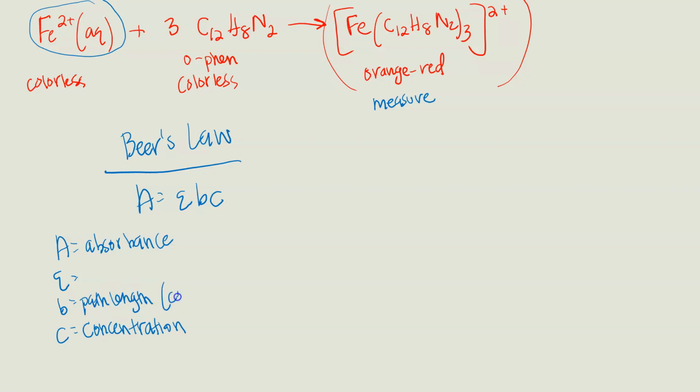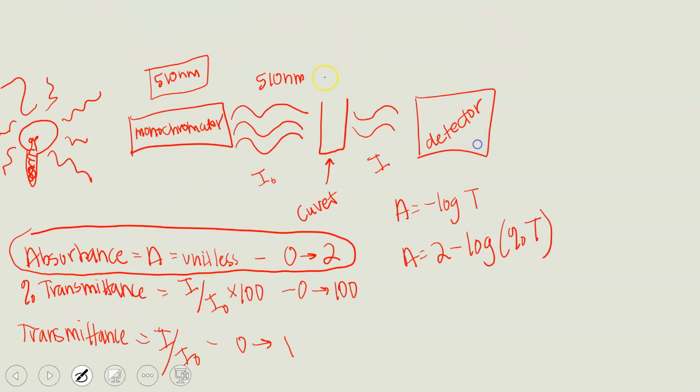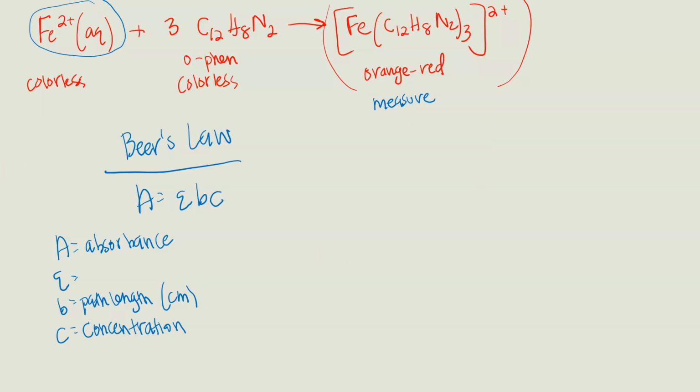And for us, it's going to be in the unit centimeters. And what B is, if I backtrack here, it's the distance: how wide is the cuvette? The wider the cuvette, it's going to impact the absorbance because then more light has to pass through it. So for us, our path length for everybody is going to be 1.00 centimeters. That's the size of all of the cuvettes that we're going to use.